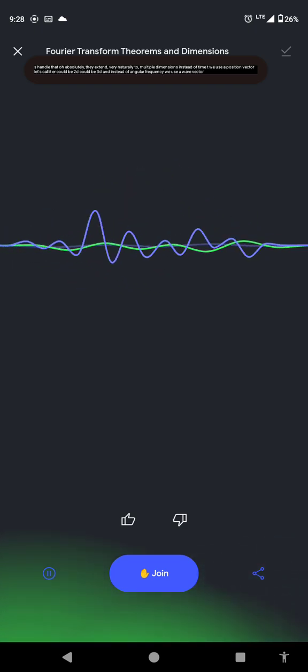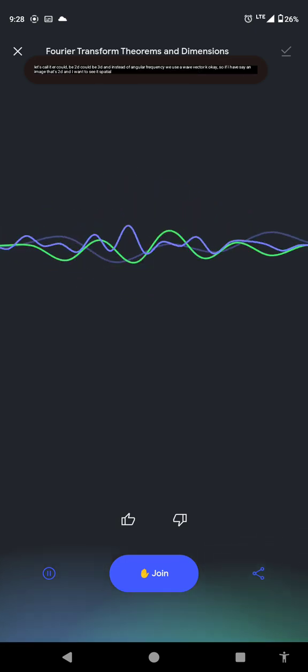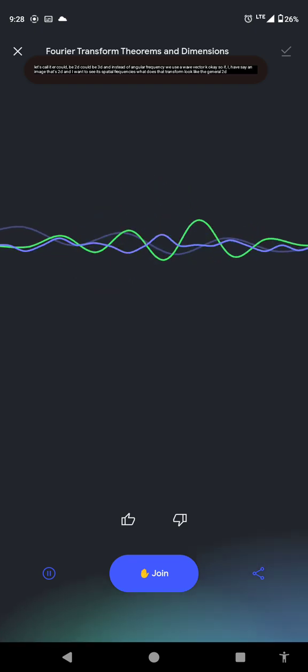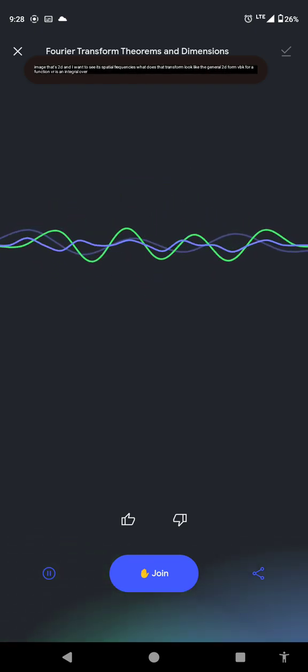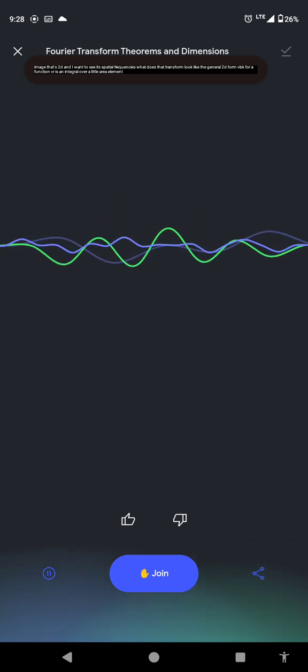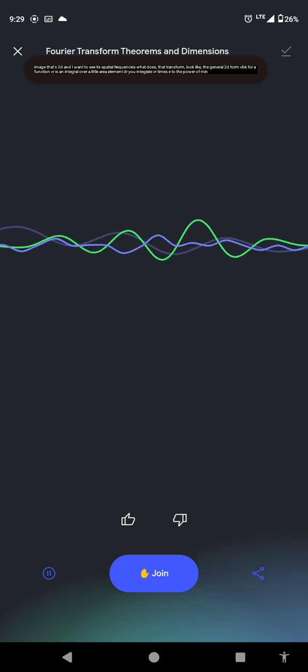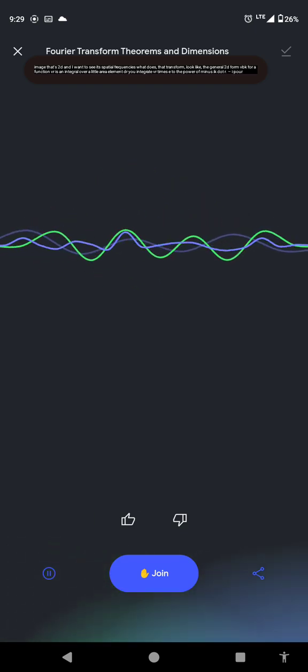Okay, so if I have, say, an image that's 2D and I want to see its spatial frequencies, what does that transform look like? The general 2D form, V tilde of k, for a function V of r, is an integral over a little area element, d²r. You integrate V(r) times e to the power of minus i k dot r, where k·r is the dot product of the wave vector and the position vector.